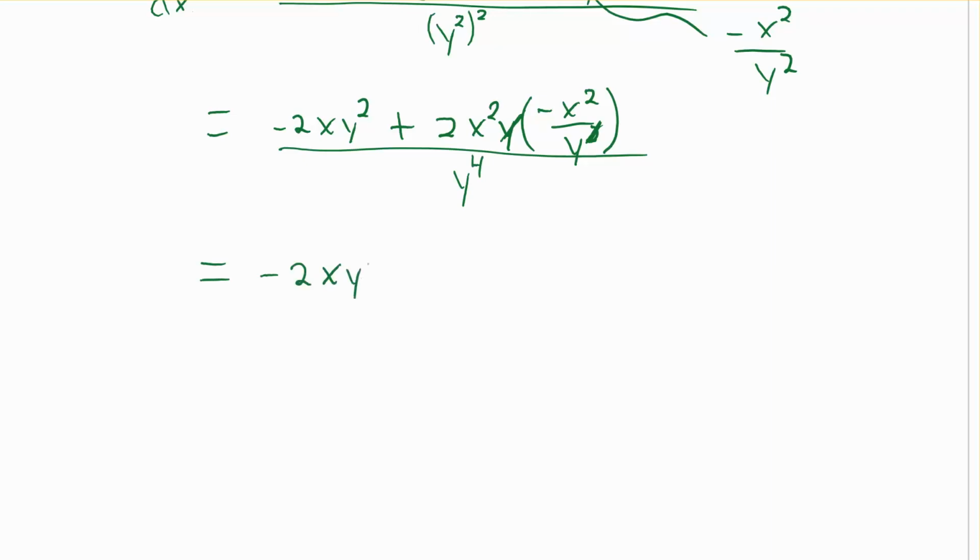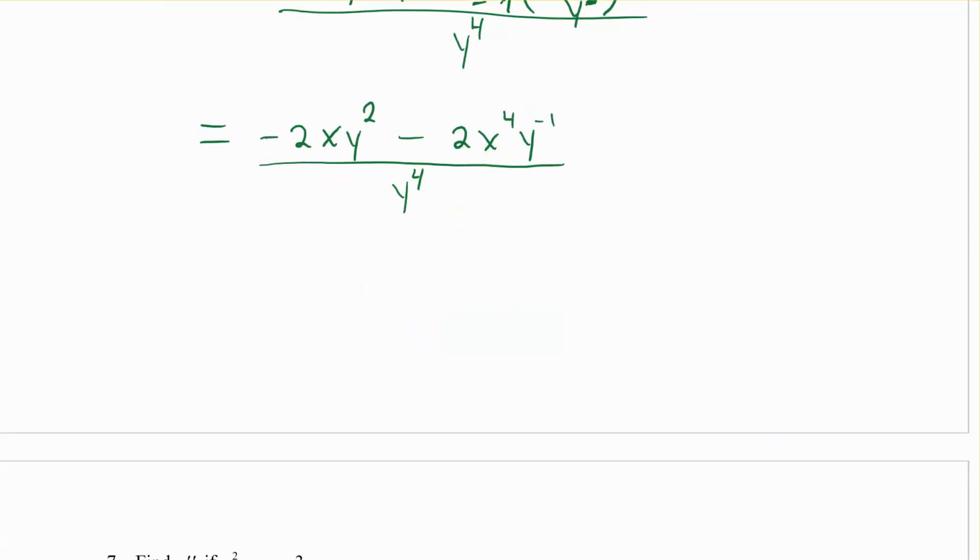Negative 2x y squared plus 2x squared, or actually minus, because there's a minus symbol here, so I'm just saying minus now, minus 2x to the 4th. I've just combined that x and that x, so x to the 4th. And then y, I've got one y in the bottom. I'm going to call that y to the negative 1, all over still y to the 4.